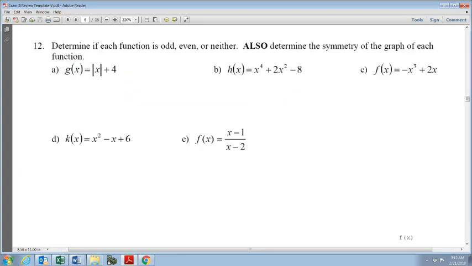Alright, on number 12, we're going to be using what we call the algebra test. So to determine if these functions are odd, even, or neither, we're going to plug in negative or minus x. So let's make a shell and let's replace x with minus x. And now let's see, the square root of minus x, think about this here.